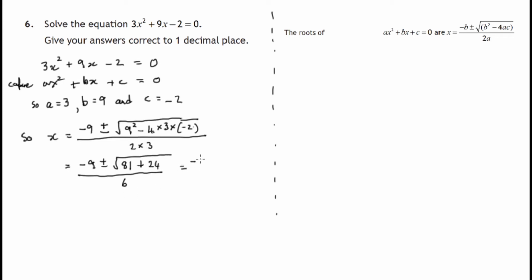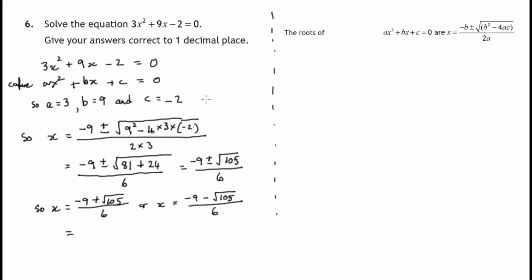So we've basically got a negative 9. We add or subtract whatever the square root of 81 plus 24, that's 105, is, whatever the square root of 105 is, and then divide by 6. So let's just spell that out before we do the calculation. We have x equals negative 9 plus the square root of 105 over 6, or x is equal to negative 9 minus the square root of 105 all over 6.